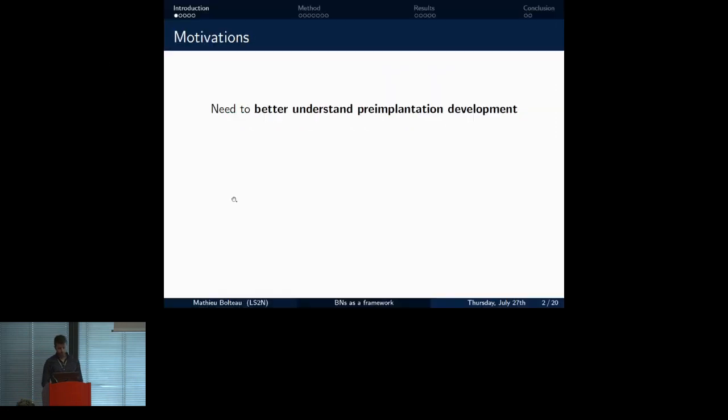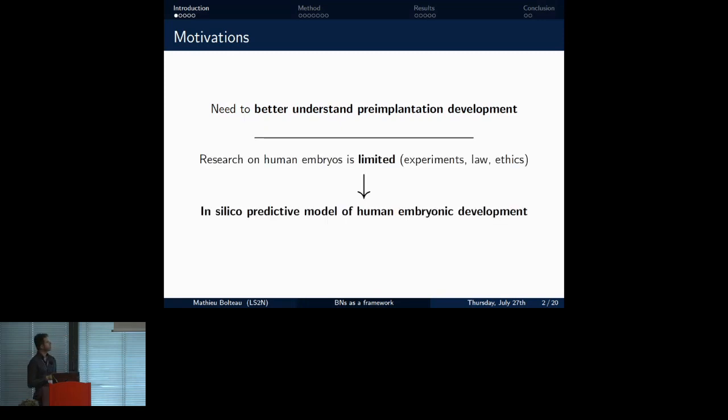So, first, why do we want to model the human embryonic development? Because we need to better understand the human embryonic development in order to, in the future, improve the success rates of in vitro fertilization. But research on human embryos is very limited due to numerous factors, such as ethical or experimental ones. That's why we want to have an in silico predictive model of human embryonic development.